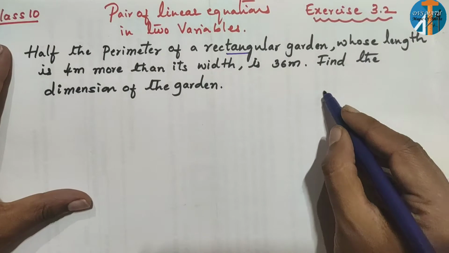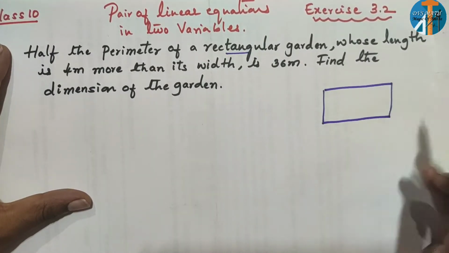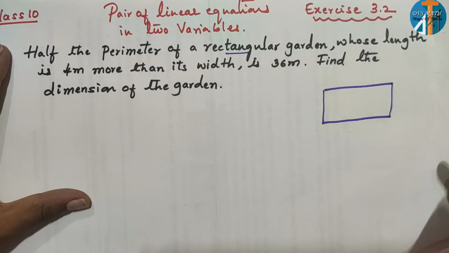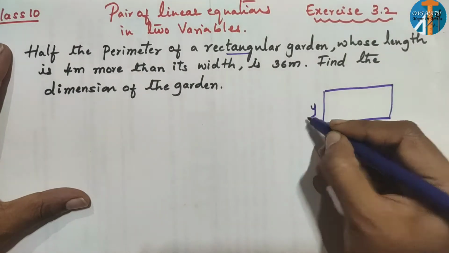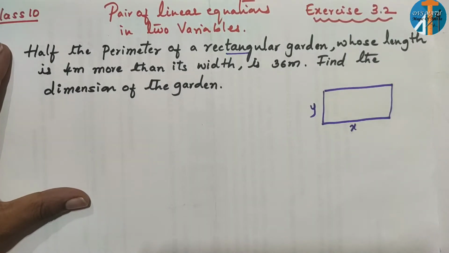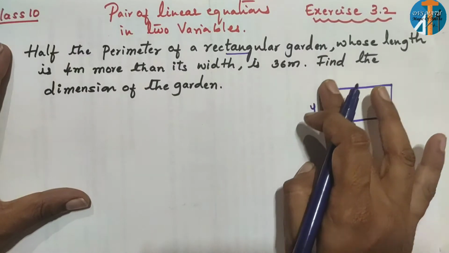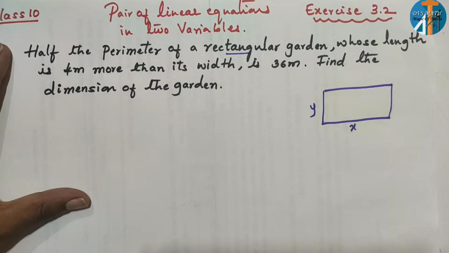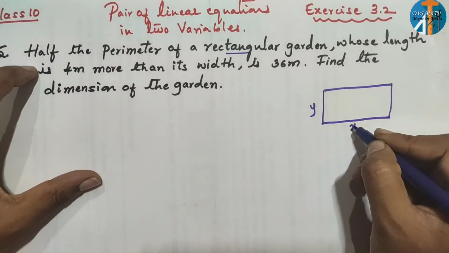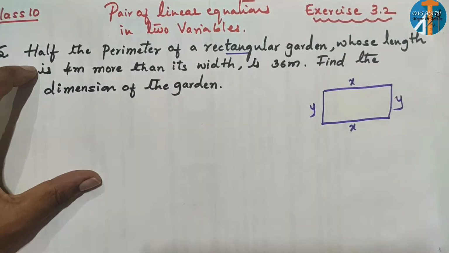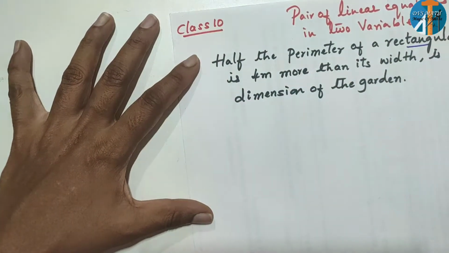Okay, if I consider a rectangular garden, as you all know, in a rectangle we have opposite sides equal, so it will be length and breadth, or you can consider it as width also. So here let length be x, width be y. What is the perimeter formula? Perimeter means we consider the boundary, the sum of the boundary of the given rectangle. So for that we have to consider half of the perimeter. If this is x, this will be x. If this is y, this will be y, right?